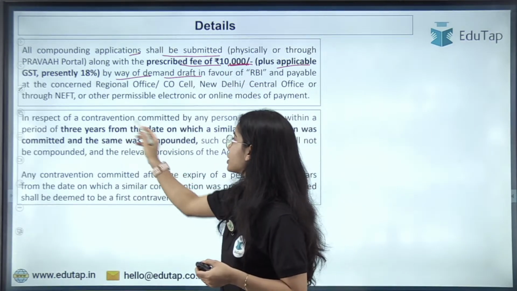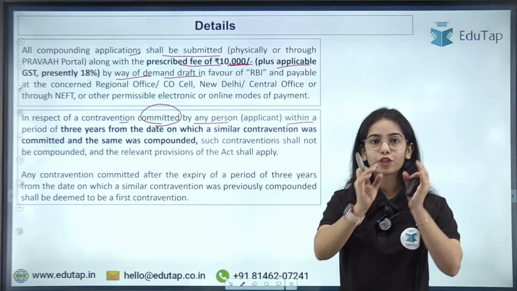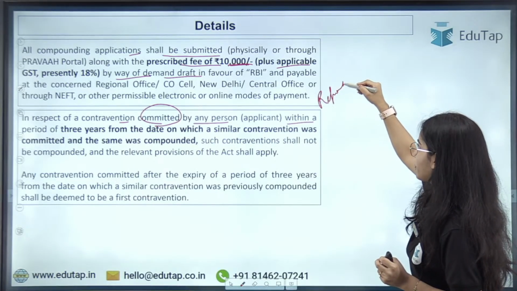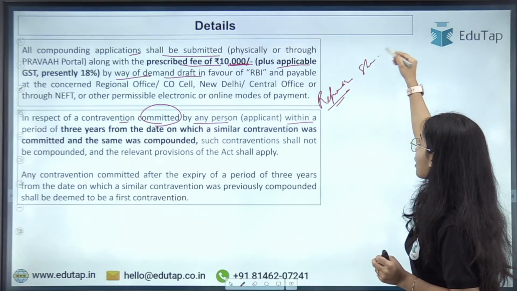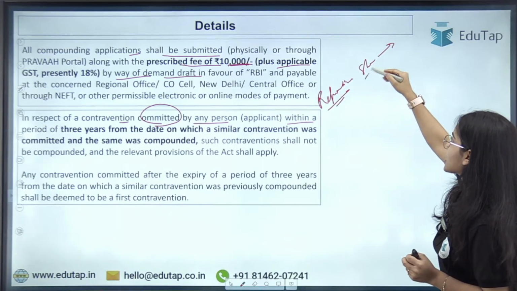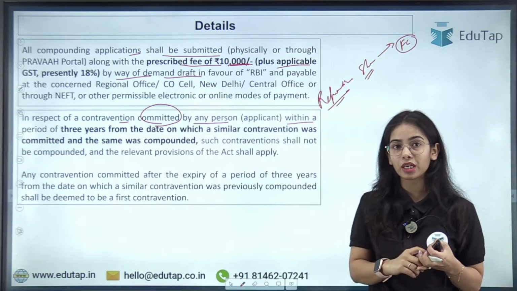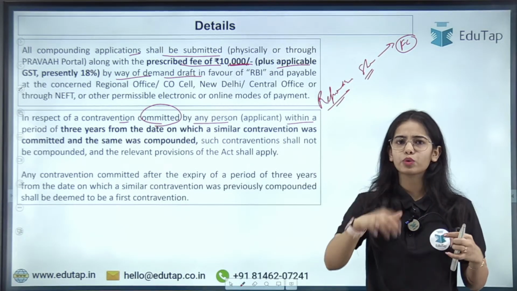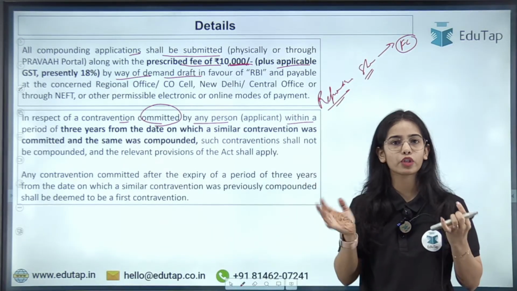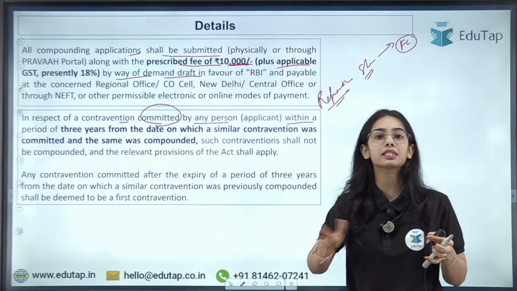In respect of a contravention committed by any person within a period of 3 years, let's say that you have done a breach, you forgot to do the reporting of the shares that you have bought in the US, okay. There is a reporting that has to be done for the shares that you have bought in foreign countries. You forgot to do the reporting, you accepted your mistake, and the compounding of the contravention happened. Now within 3 years, you have again done the same mistake.